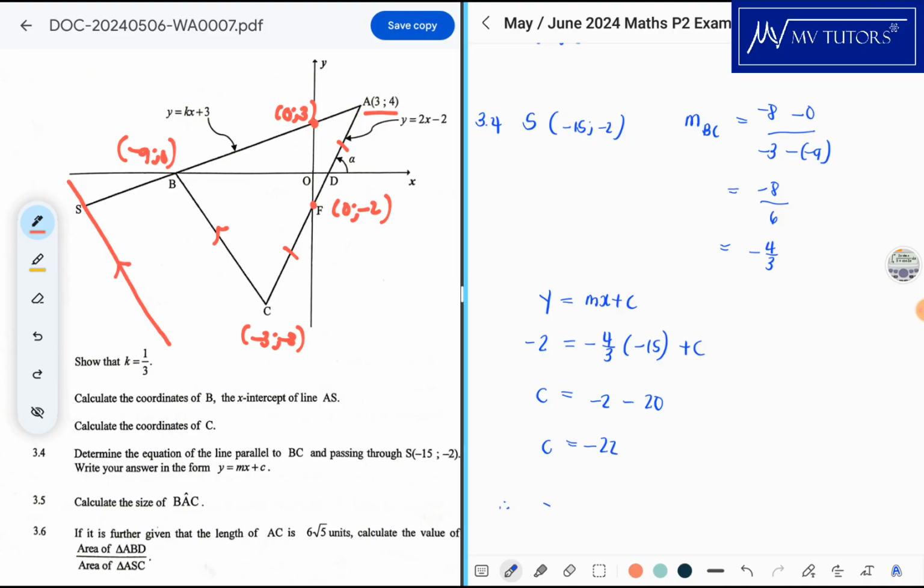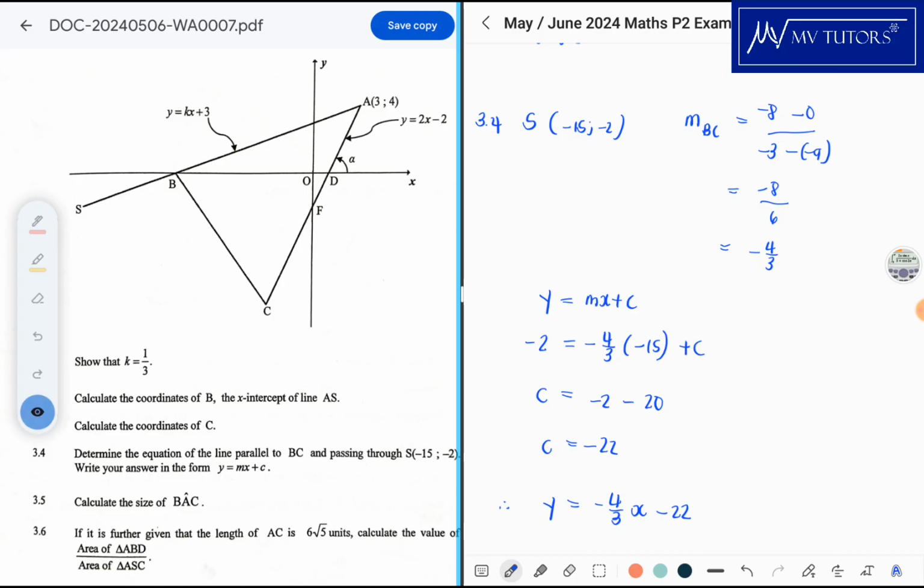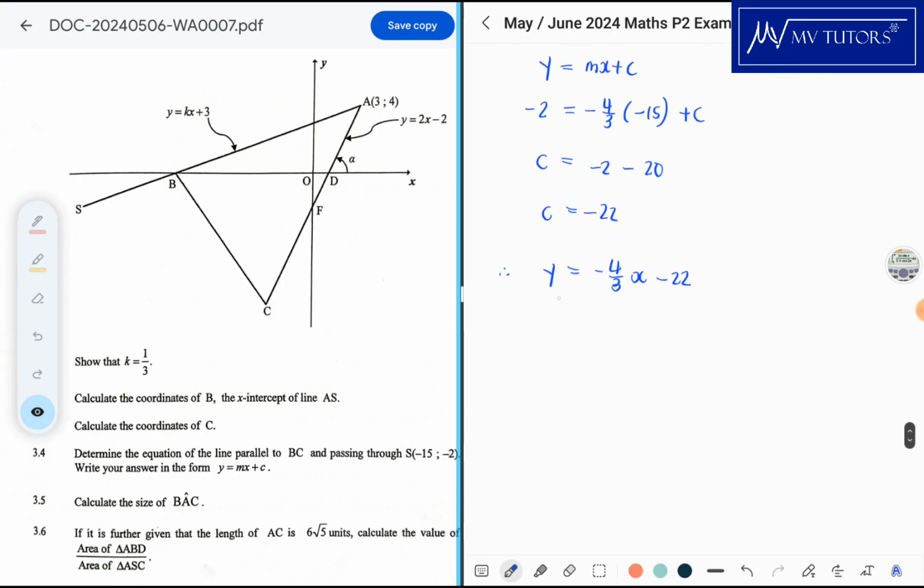In order for us to get c, we have minus 2, and then minus 4 over 3 multiplied by negative 15. It's going to be positive, but if we take it to the other side, it's going to be negative. 15 divided by 3 is 5. 5 times 4 is 20. So c is basically negative 22. Therefore, we can write our equation: y is equal to negative 4 over 3 x minus 22. And that makes sense. If you continue drawing this line downwards, we might say that this is negative 22. Anyway, let me just remove that. Alrighty, so we have our equation there.